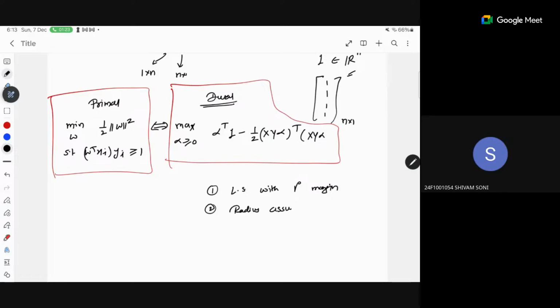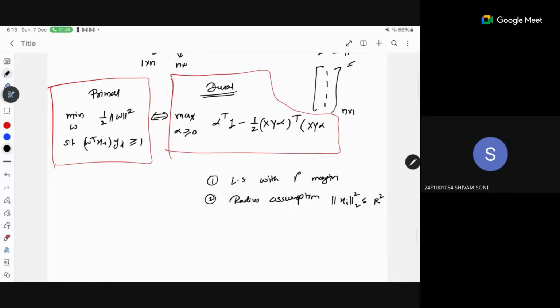What is that radius assumption? Whatever data points we have, they will all lie under a circle with radius capital R, covering the longest distant point from the origin. The norm should be less than R square, right? So it's a circular assumption.